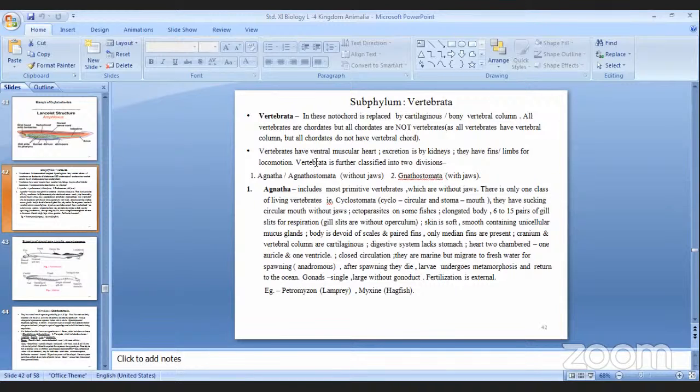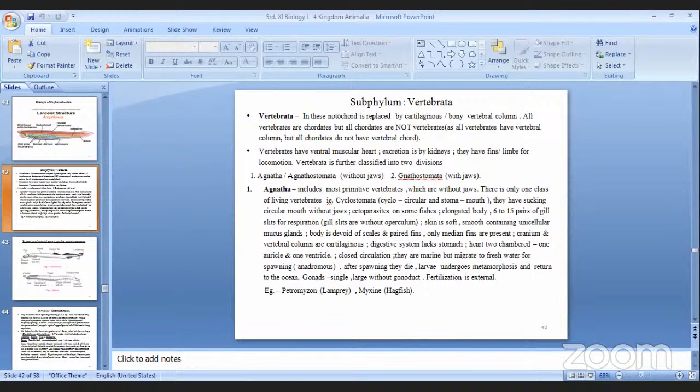Then vertebrates have a ventral muscular heart. Excretion is by kidneys. They have fins or limbs for locomotion. Vertebrata is further classified into two divisions. One is agnatha or agnathostomata, that means these are without jaws. And then gnathostomata, which have jaws.